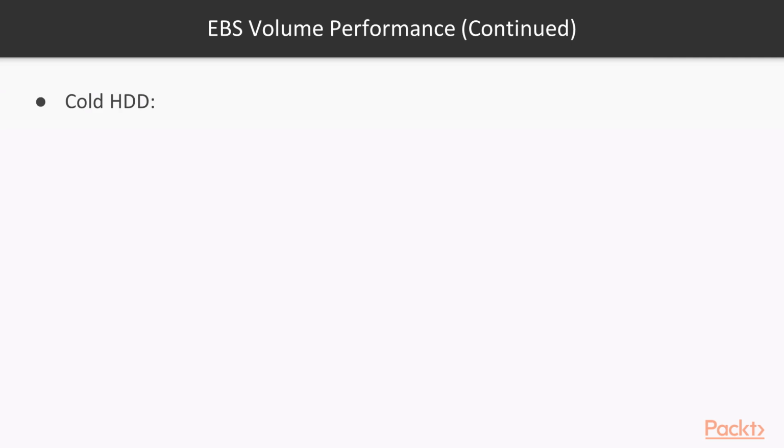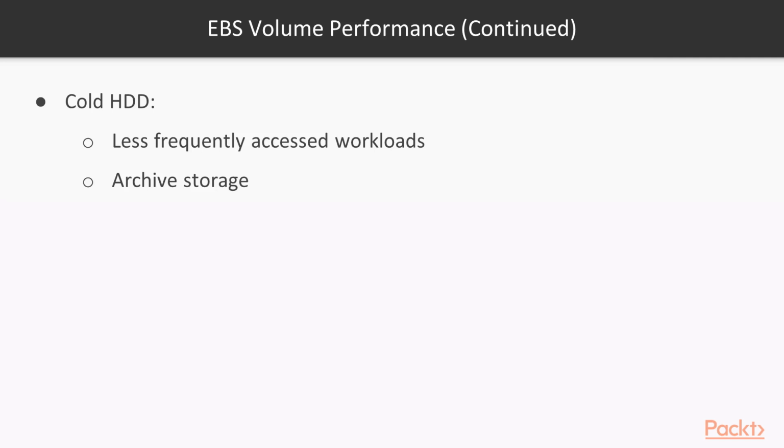And finally, we have cold HDD. This is used for less frequently accessed workloads. This is mainly used if you have archive storage.